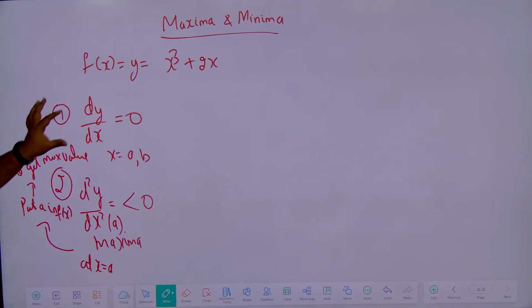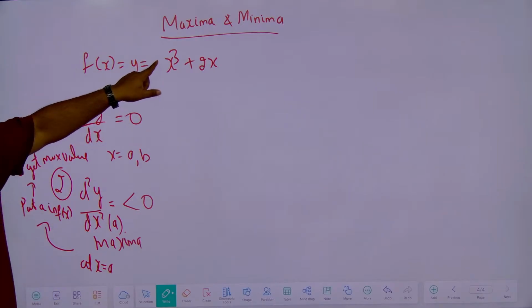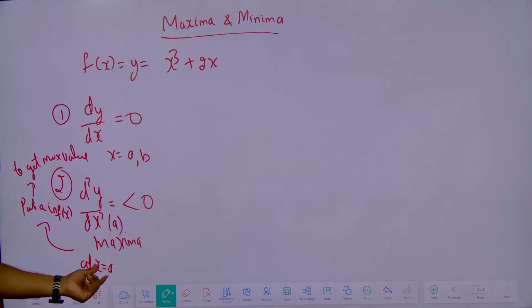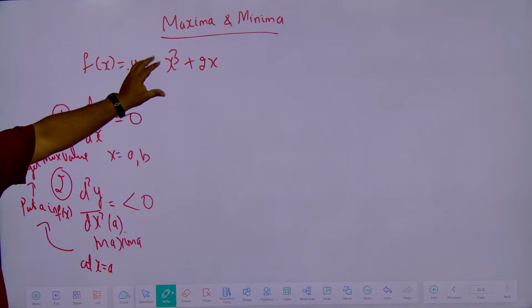See, the first derivative is to find the value of x. The second derivative is only to check whether it is maxima or minima. But what is that maximum value? You have to put the point in the original function. Because at x is equal to a, I am getting the maximum value, I have to put x is equal to a here. Then only I will find out the maximum value.